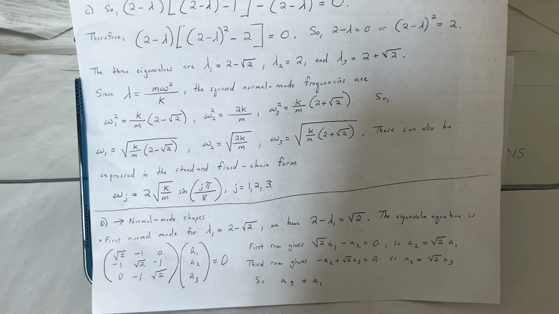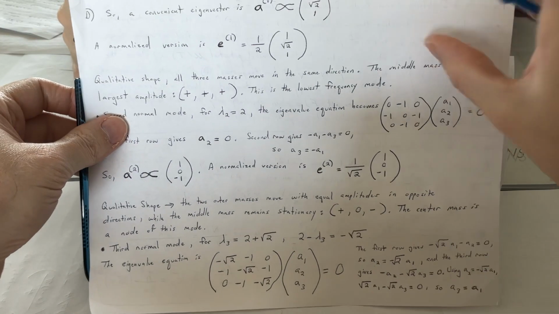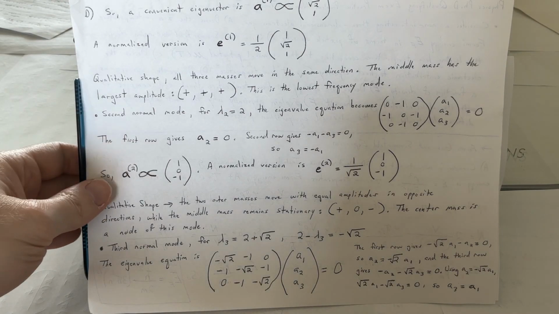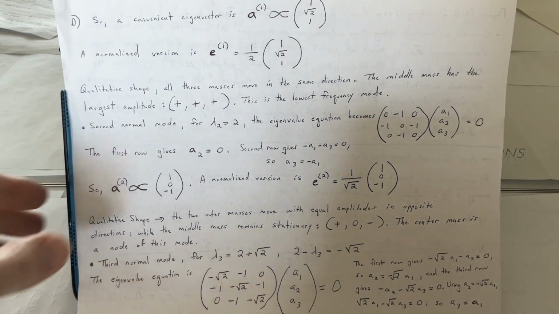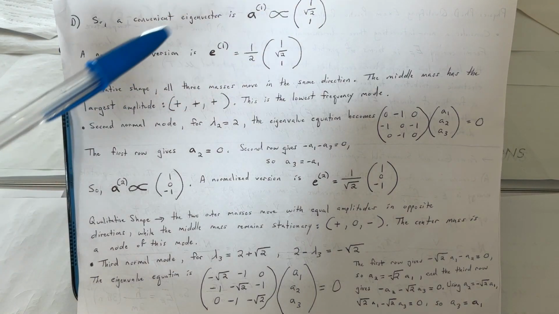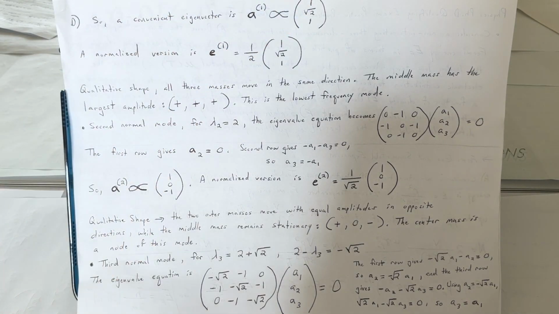And continuing there with letter D. So a convenient eigenvector here is going to be that first eigenvector, A superscript 1, proportional to the column 1, square root of 2, 1. And a normalized version, that E superscript 1, or first normalized mode vector, is going to be 1/2 times that column 1, square root of 2, 1.